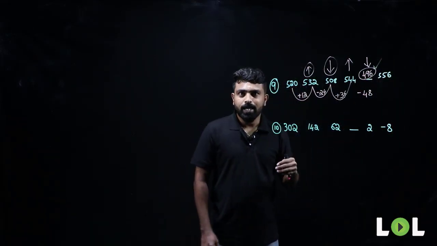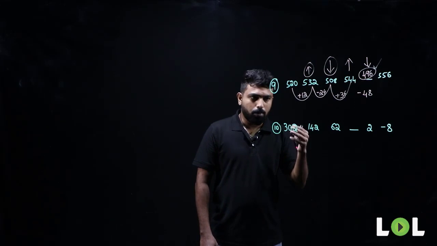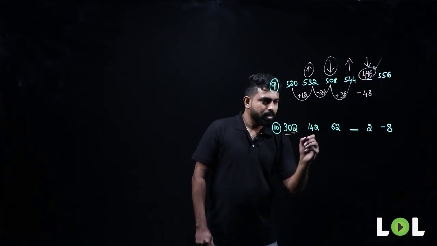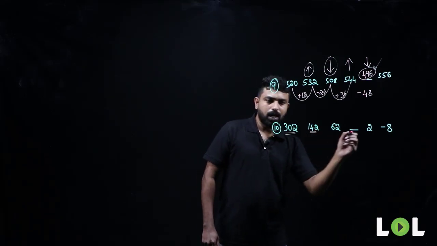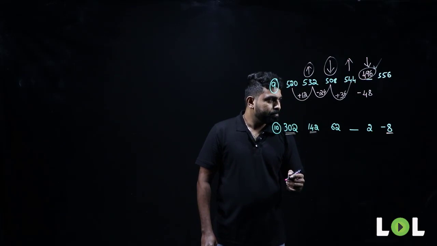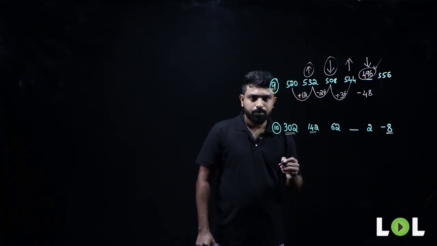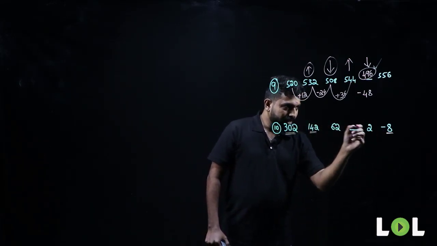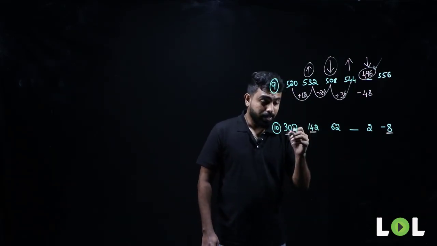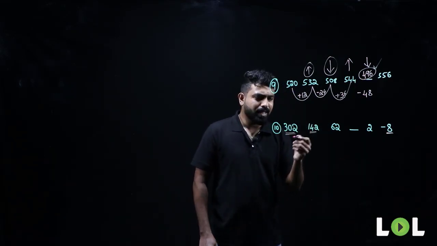Next, let us move on to the next problem which has arrived in the paper here. The first term here is 302. The next term is 142. The last term is minus 8. There's a lot of difference between the terms and there's a negative sign here. The terms are decreasing drastically, so there might be division involved here. Let us check for the division.